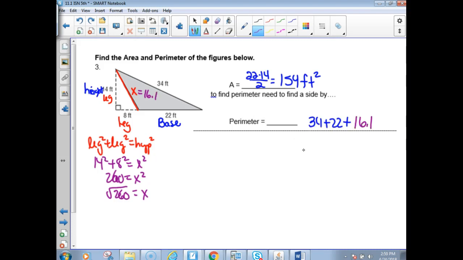All right, so add those all up, please. And tell me your total. Okay, I added them up. I got 72.1. Is that right? And that would be in feet.